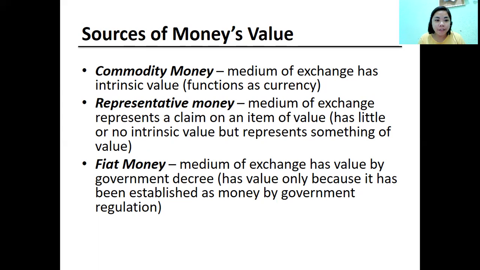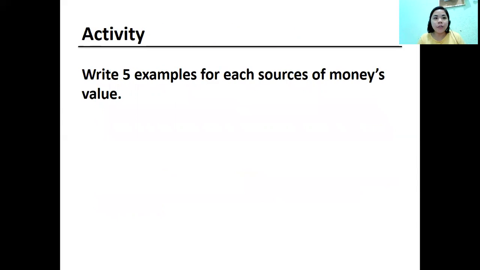Third is fiat money. A medium of exchange that has value by government decree. So it has value only because it has been established as money by government regulation. So take note of those three sources of money's value, and you have your activity. I will post this as a PDF and as a picture, and send it to you in our group chat.